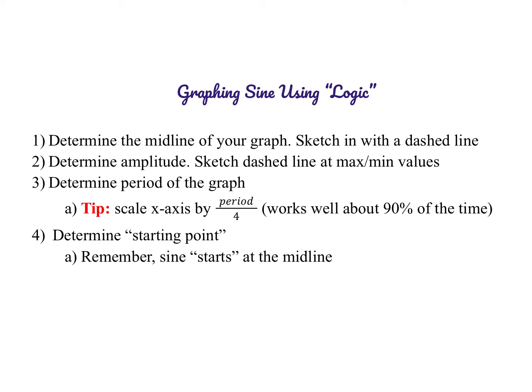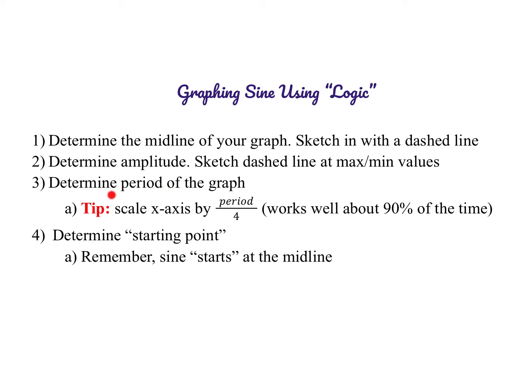When I'm doing this process, where I like to start is I like to determine where the midline of our graph will be. So I look for any vertical shifts up or down. And I actually sketch in a horizontal dashed line where the midline is. And then I look for an amplitude. And I use that amplitude to actually sketch in a maximum and minimum horizontal line as well. So I can see where my graph bounces between.